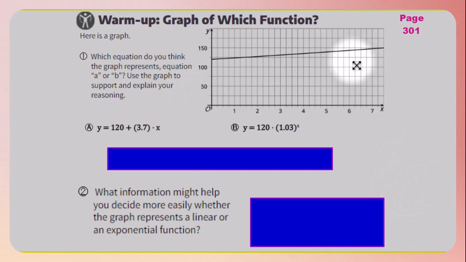First of all, is it a linear graph? Does it form a line? Or is it exponential growth, where it starts and then it goes up? Or it starts and it goes down to show decay?